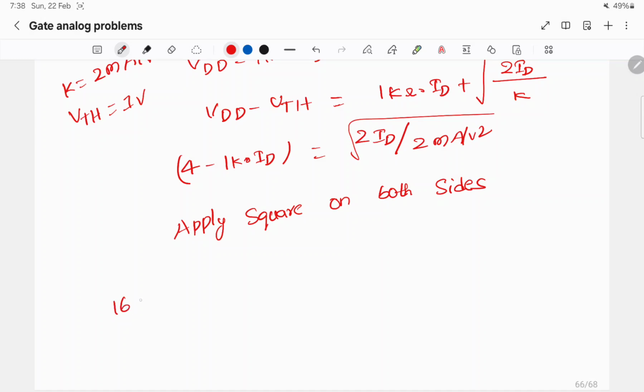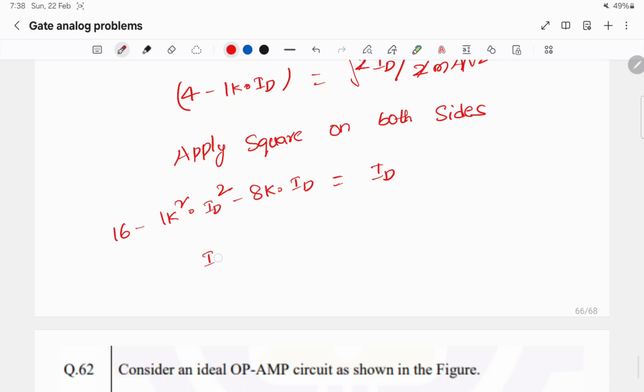So 16 minus 1K square into ID square minus 8K into ID is equal to... 2 will get cancelled and here ID will remain. So ID square minus, plus 8K plus 1 times of ID minus 16 is equal to 0. If you solve this, you will get ID.